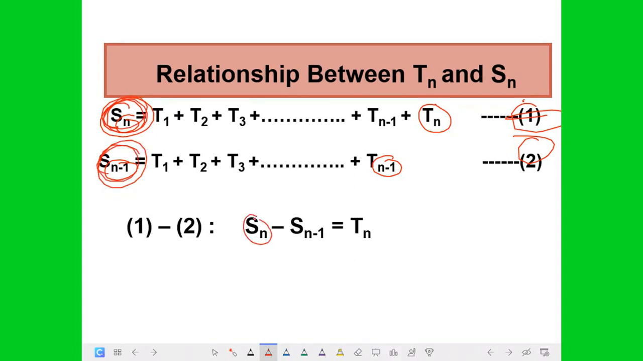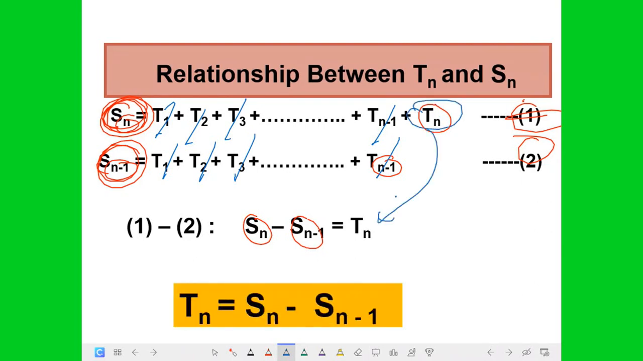Okay. Sn minus Sn minus 1. So yang ini minus, mati. Ini pun mati. Tinggal Tn sahaja. Okay. Tinggal ni sahaja. Then you boleh conclude Tn, the nth term, is equal to Sn minus Sn minus 1.